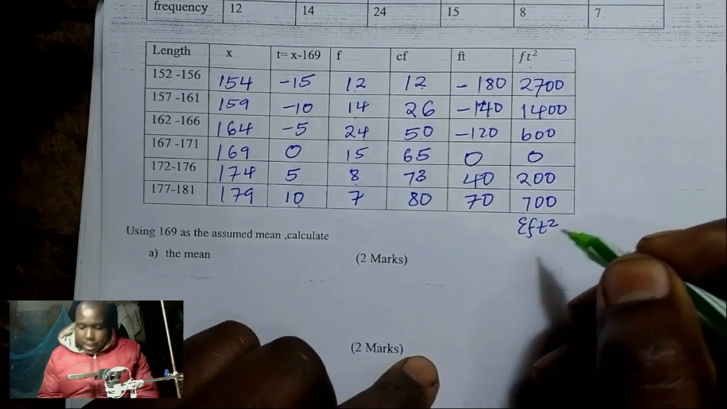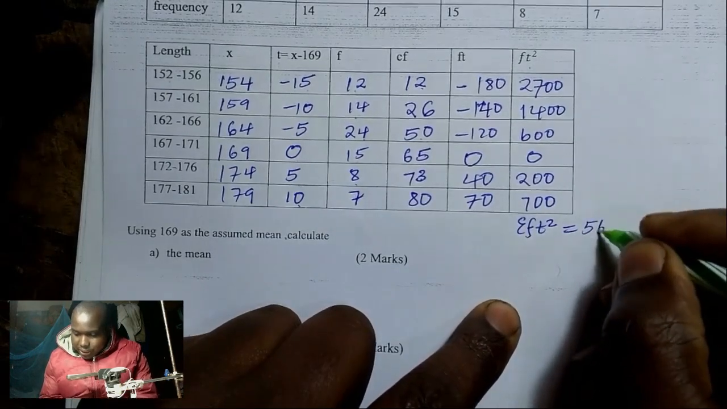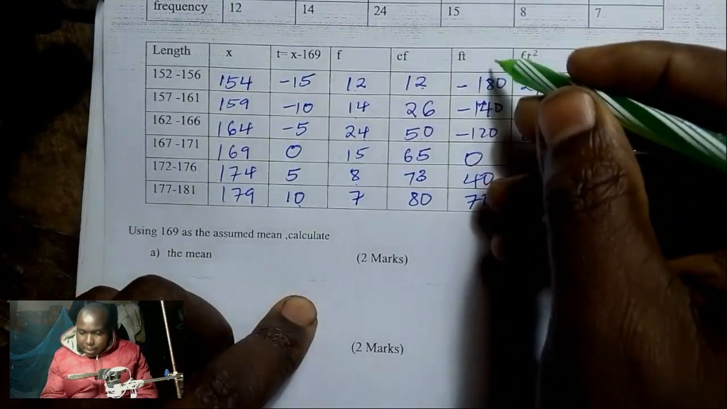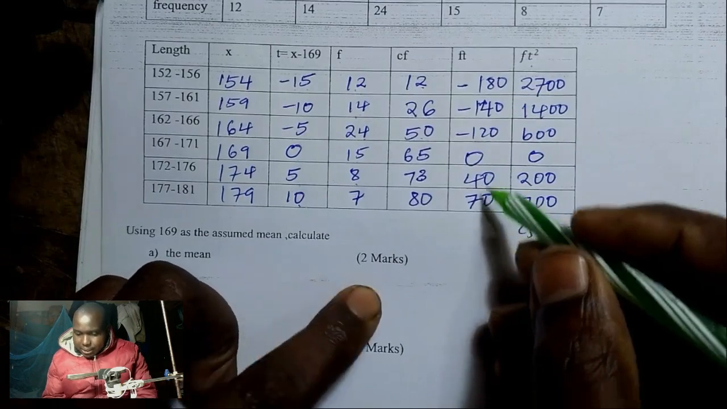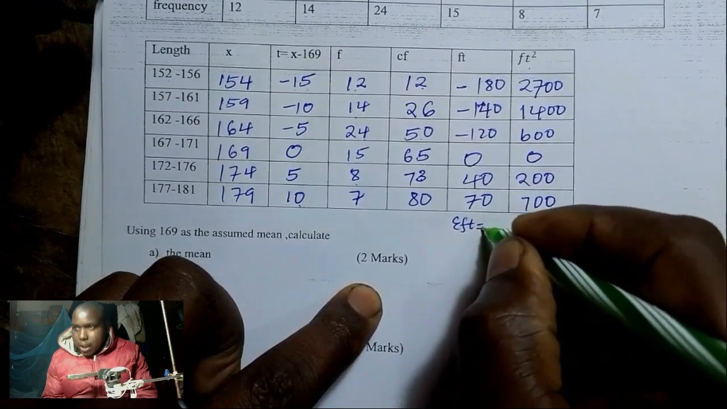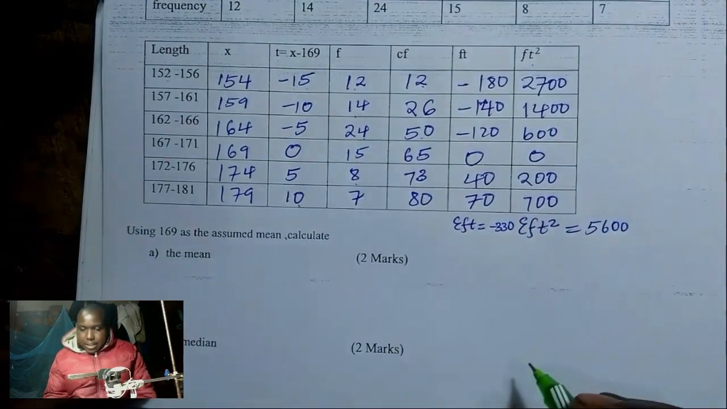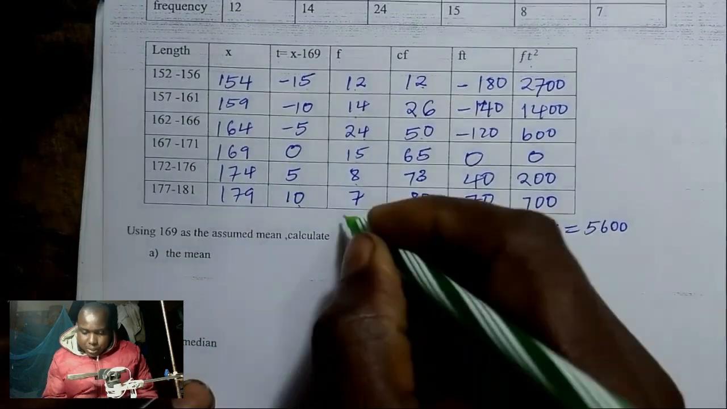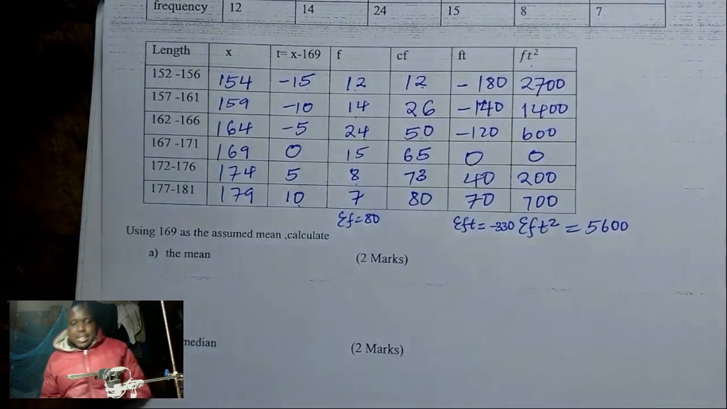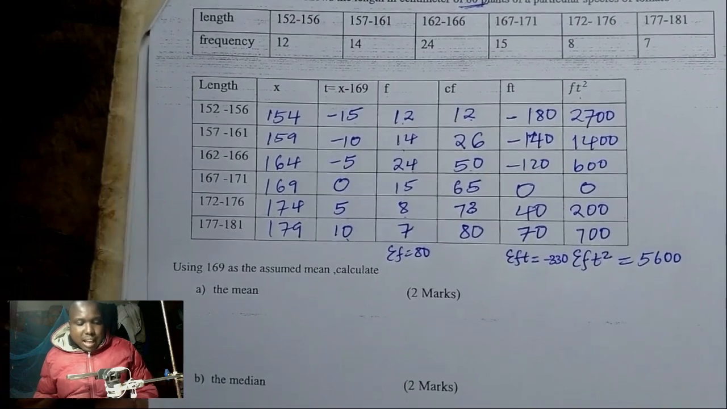Summation ft square is adding all these up to here. This will give you 56,600. Summation ft will be negative 330. Then we have summation f, that is 80. Summation f, that is 80. That is all we need. Now let's go and answer the question, starting with the mean.